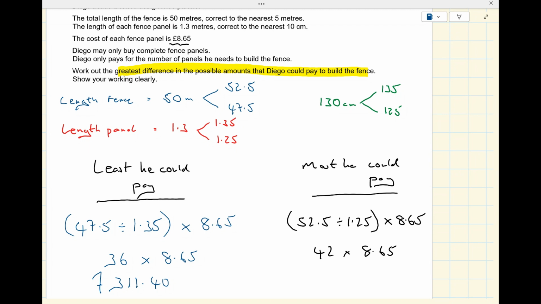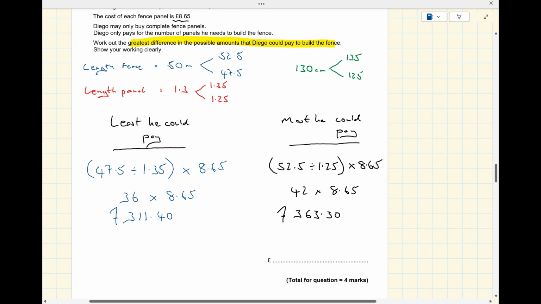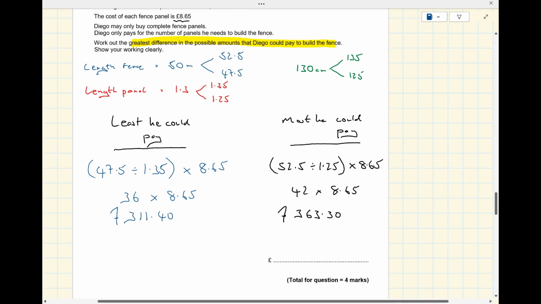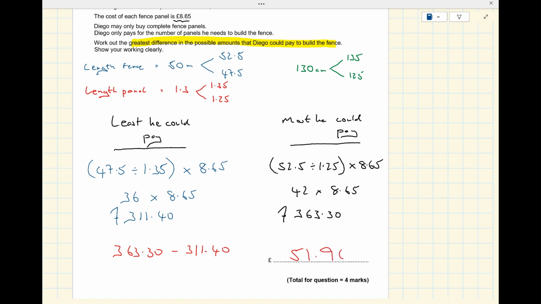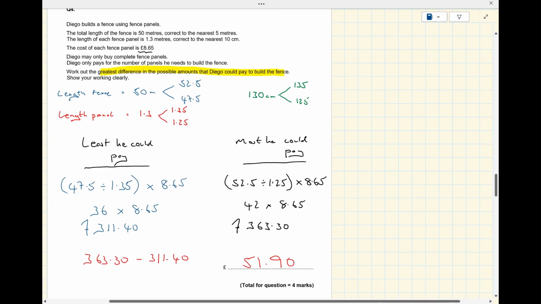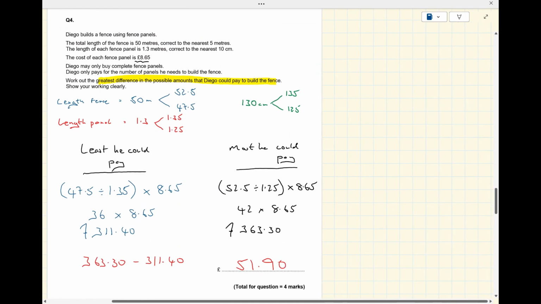Gives me a total cost of £363.30. Now what's the question say? The greatest difference in the possible amount. So I'm going to do 363.30 minus 311.40, the greatest he could pay, subtract the least he could pay, gives me an answer of £51.90. And that is question 4 there.